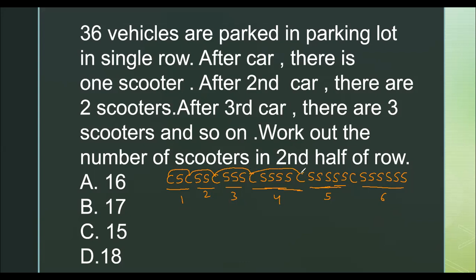I'm just counting whether I have completed 36 or not. 6 plus 4, 11, 15, 18, 20, 21, 22, 23, 24, 25, 26, 27. So that means I will use the next one also. Then after the seventh car, 7 scooters will be there. Now we were having 21.